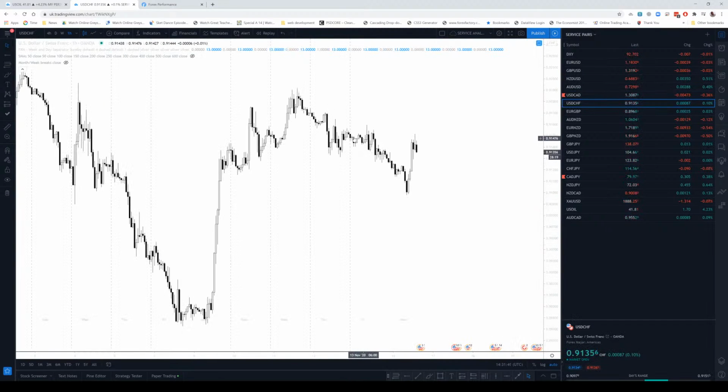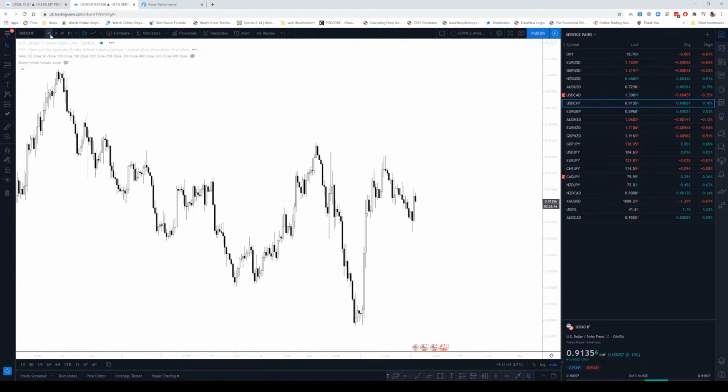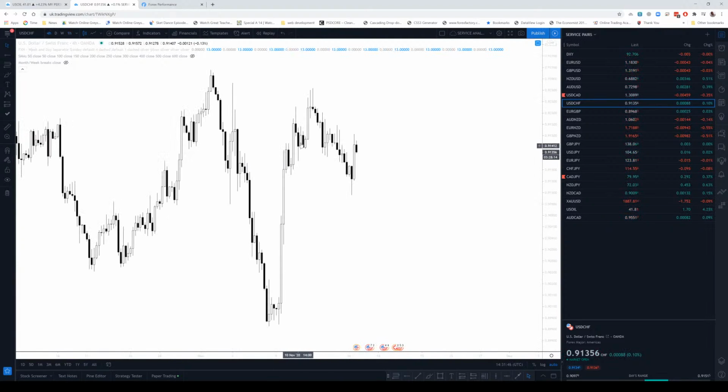Dollar Swiss, so annoying, and I know some people might be short on this one, thinking price is going to continue going down. Yes, it is. That's where I learned from, with a bit more time spent on the chart. Some of it is based on experience, but most of it is where I learned from.